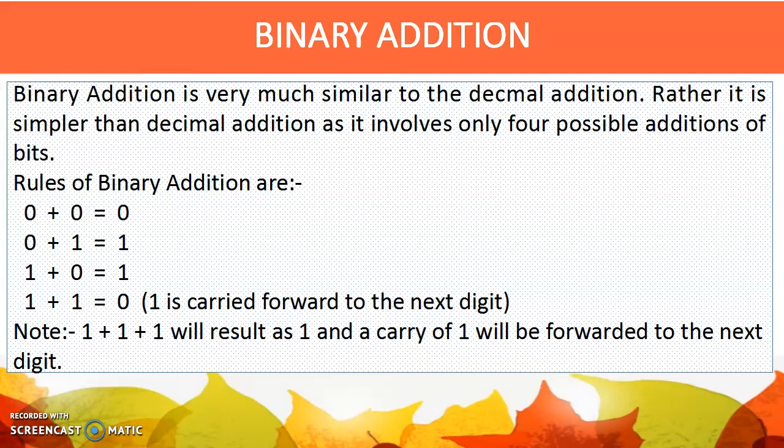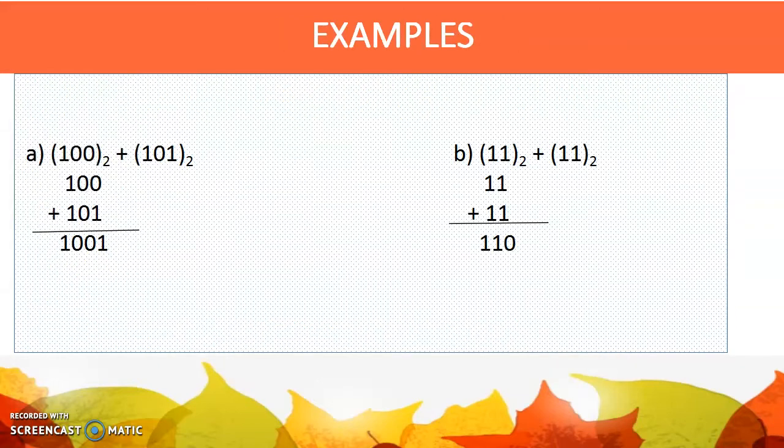Now let's see some questions so that it will be more clear to you. The first question is 100 to the base 2 plus 101 to the base 2. As we know, we have only 4 possibilities for the addition of binary numbers. So while solving the question, keep those possibilities always in your mind.